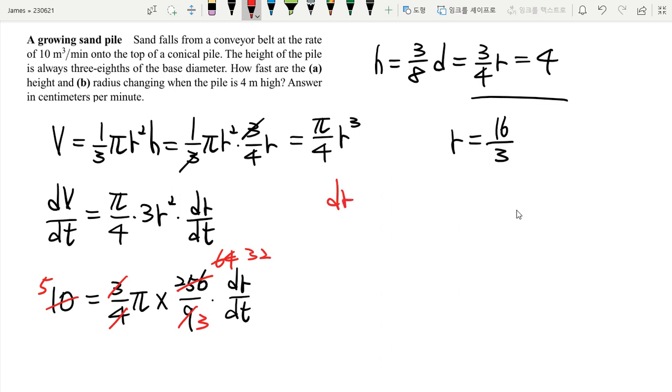So dr over dt is 15 over 32 times pi, and this is meter per second. If we want to change this to centimeter, we need to multiply by 100 here. Can you find this value using a calculator?